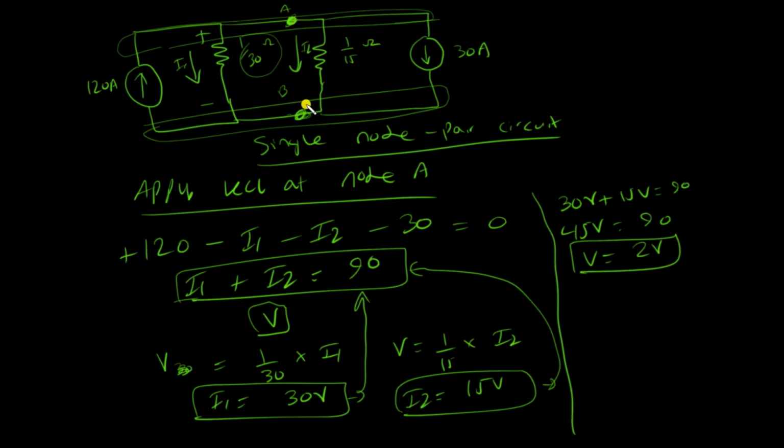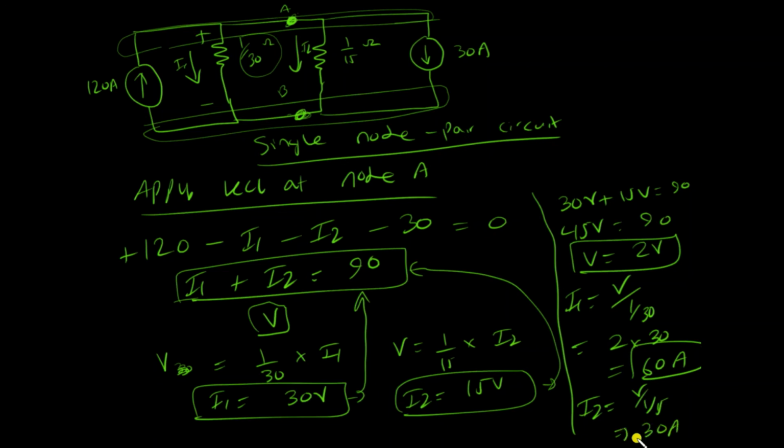So initially I apply KCL to find an equation that has two unknowns, and then I can convert those two unknowns into just one by converting them to the voltage using Ohm's law. When I find the voltage, I can find every unknown here. For example, if I want to find I1, I can just write V divided by the resistance, which is 1 by 30, which comes out to be 2 times 30, or 60 amps. I can do the same for I2, V divided by 1 by 15, which comes out to be 30 amps. So I found all the currents, and this is how you solve a problem called the single node pair circuit.